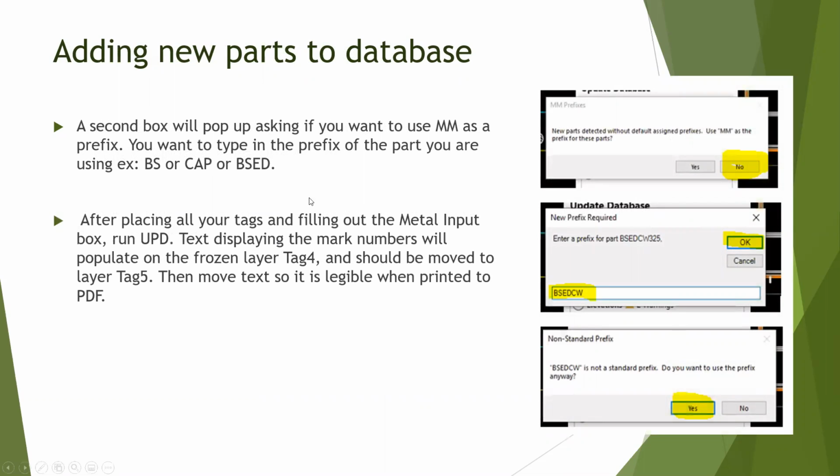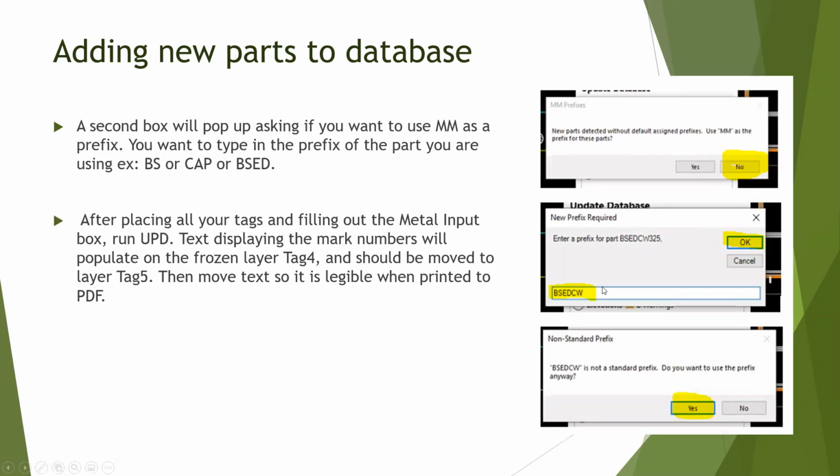You want to type in the prefix of the part you are using. For example, you will name BS for break shapes, or CAP if you are working on a cap, or BSAD if you're using end dam, seal or stack joint. As you can see here, that window will ask you what is the prefix you want to use. In this case, if you hit no, you can add the new prefix required.